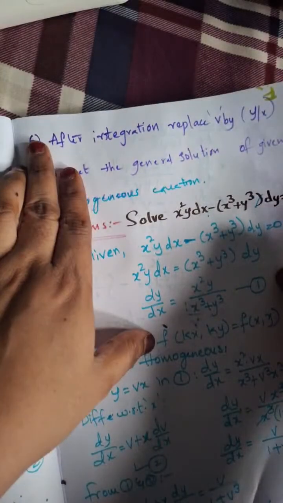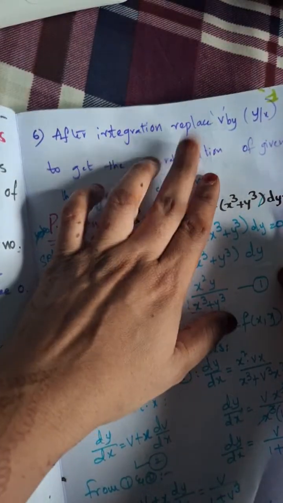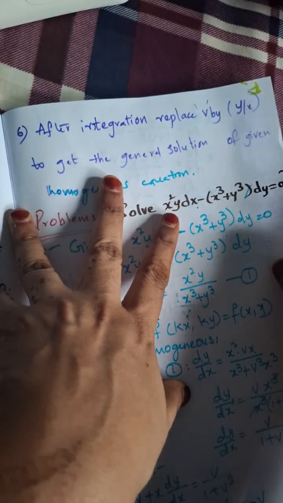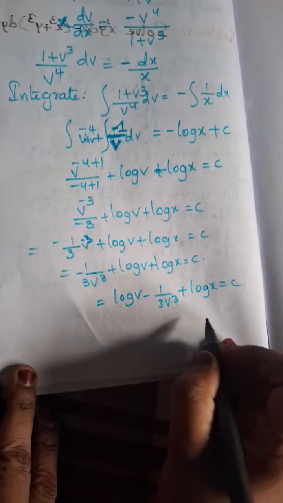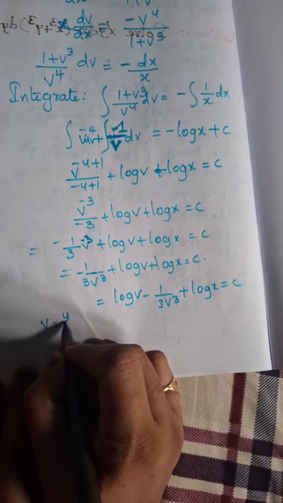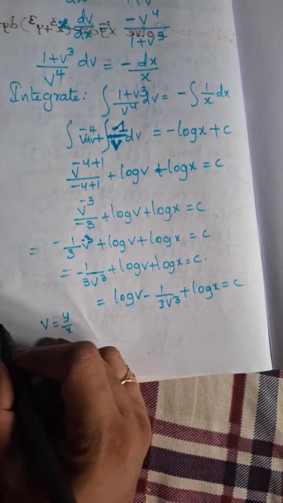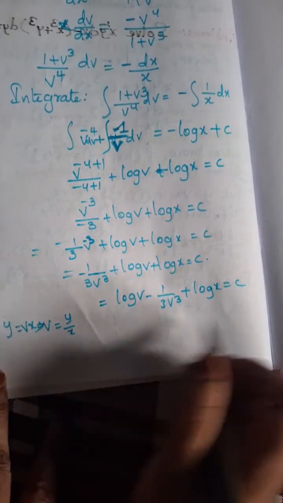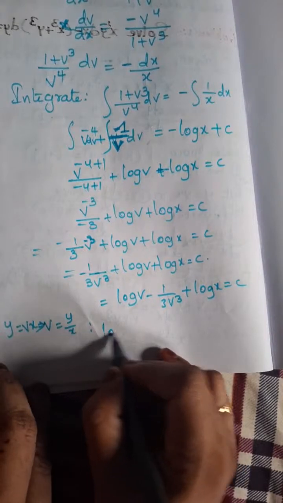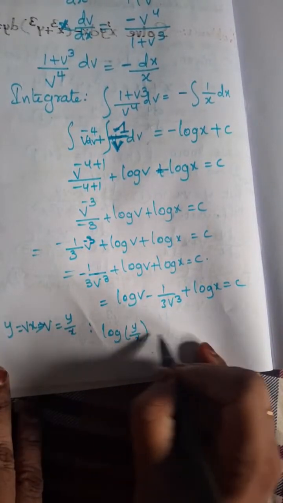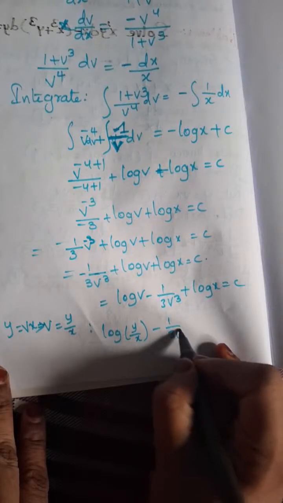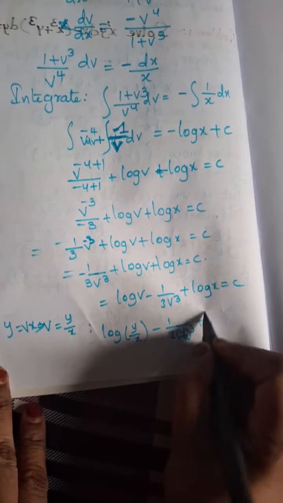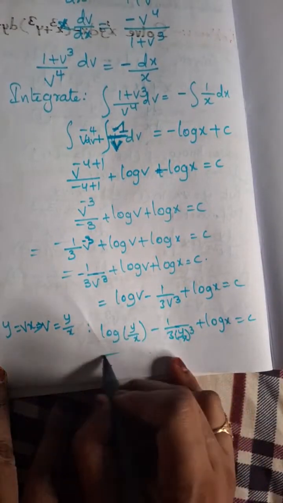Okay, the last step rule, after the sixth rule, that is after integration, replace v by y by x to get the general solution of the homogeneous equation. So we get the general solution in the form of y by x. We have to replace v with y by x. Okay, we know that y equal to vx. This implies v equal to y by x. So log of y by x minus 1 by 3 into y by x whole cube plus log x equal to c is the general solution.